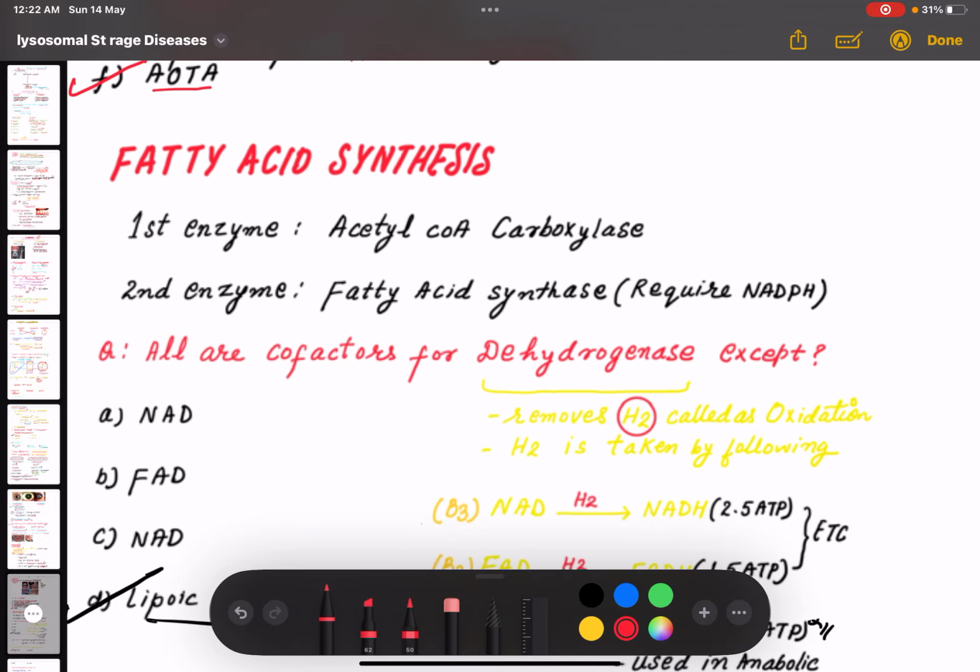Now let's see fatty acid synthesis. What is the first enzyme of fatty acid synthesis? That is acetyl CoA carboxylase. The second enzyme of fatty acid synthesis is fatty acid synthase, which requires NADPH. It means in fatty acid synthesis we need NADPH, which is the exam question.